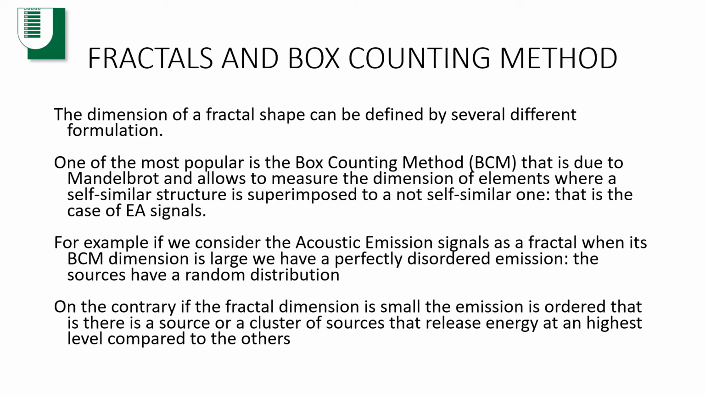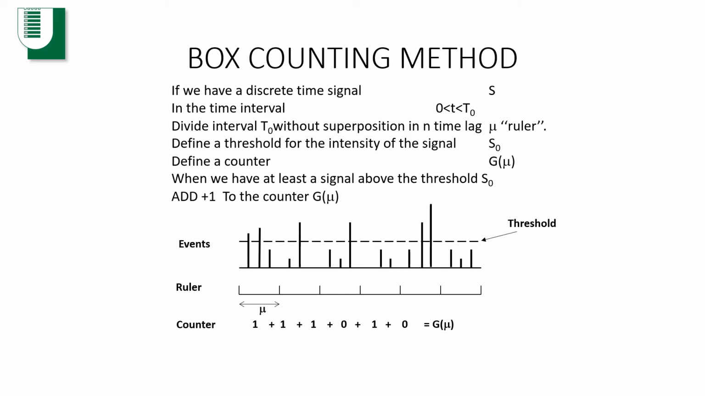The rules to apply the box counting method are: if we have a discrete time signal S in a time interval, divide the interval without superposition into n time lags named rulers. Define then a threshold for the intensity of the signal. Define a counter. Consider each time lag. When we have at least one signal above the threshold in a time lag, we add 1 to the counter, and so on for all the time intervals.